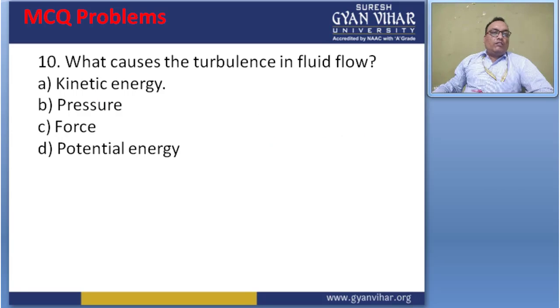What causes turbulence in fluid flow? Kinetic energy, pressure force, or potential energy. If the velocity of the flow increases, it also increases the kinetic energy for the production of turbulent flow. So the correct answer is A, kinetic energy. Pressure, force and potential energy are the wrong answers. A is the correct answer, right? And then move to the references of this lecture.